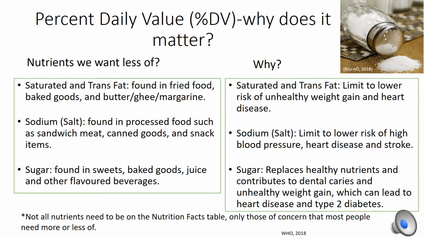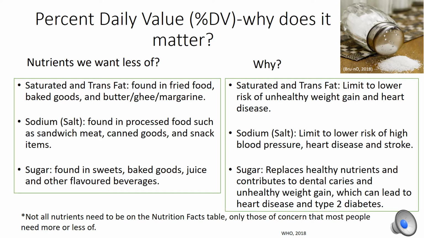The nutrients we want less of include saturated and trans fat, which are found in fried food, baked goods, butter, ghee, and margarine. Saturated and trans fat should be limited to lower the risk of unhealthy weight gain and heart disease. Sodium, or salt, is found in processed food such as sandwich meat, canned goods, and snack items. Sodium should be limited to lower the risk of high blood pressure, heart disease, and stroke.